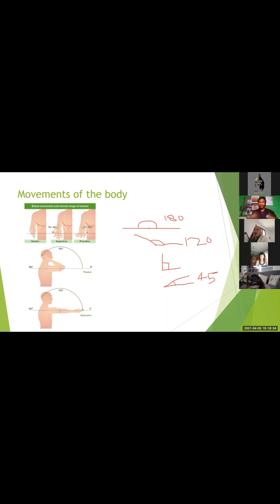Same with your spine. When you hug someone like that, what movement are you doing with your spine? It is flexion. Very good. And when you are opening your chest like that, now it is extension of your spine, right?